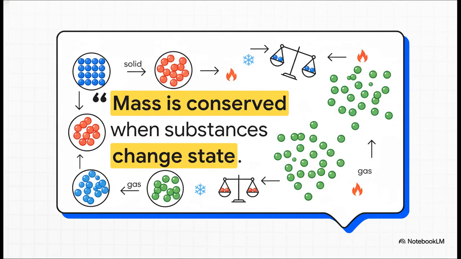This leads us to a really, really important rule in physics. It's a big one. When a substance changes state, whether it's melting, freezing, boiling, whatever, the total mass you have at the end is exactly the same as the mass you started with. Mass is conserved. It doesn't just disappear.